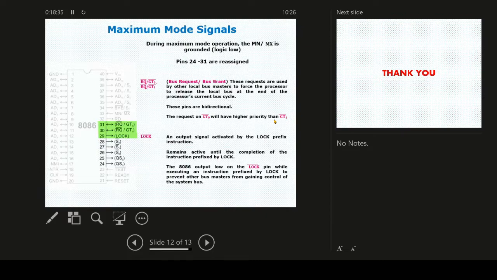So at last we have got the bus request and bus grant. This is very similar to the minimum mode's hold operation. If the bus request gets a request from any external device or by the DMA, then it holds the request, and it indicates whether the request has been granted, or whether the action is possible or not, with the bus grant option.